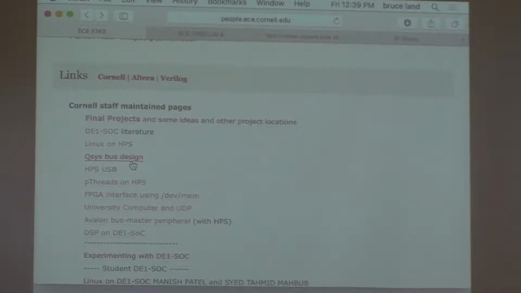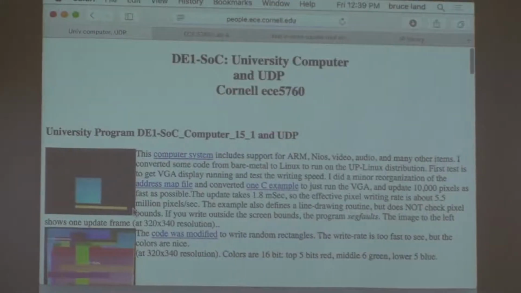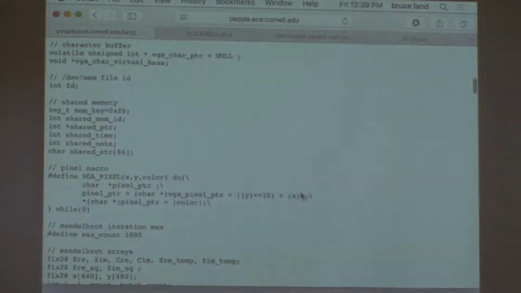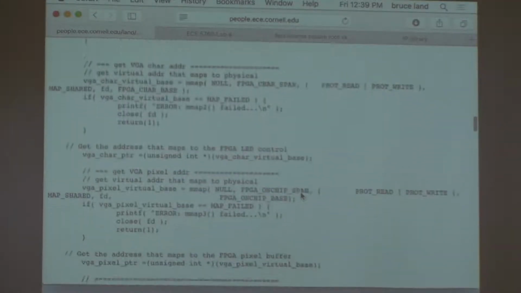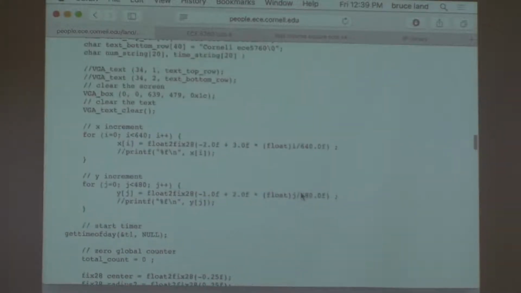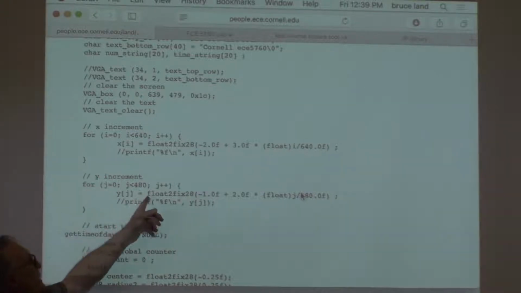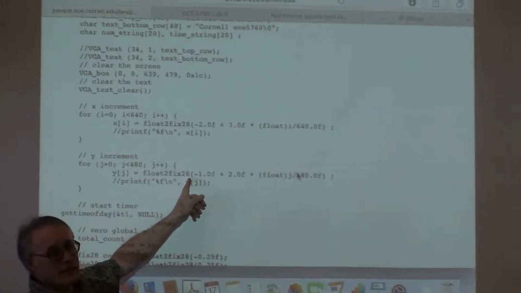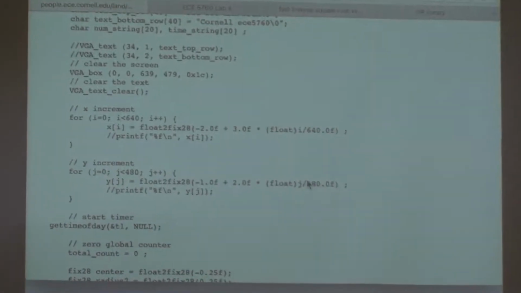So the web page, the University Computer and UDP page, has, let's look at the optimized code. The problem with looking at optimized code is it's always more obscure. But unlike the nice vectorized MATLAB, I had to generate X and Y arrays by hand and then convert them to fixed 28 notation because I was doing everything in fixed point.